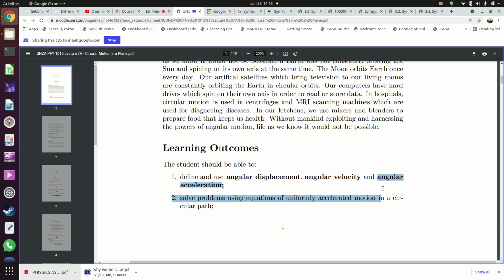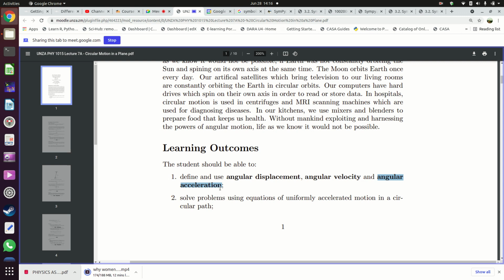So basically, you notice that when we were moving in a straight line, the amount of distance you covered was called displacement. In this case, the amount of distance you cover as you are moving in a circle is called angular displacement. How fast you're covering distance in a straight line was velocity. In this case, how fast you're covering angular displacement is angular velocity. Then how fast the velocity is changing was acceleration. In this case, how fast the angular velocity is changing is called angular acceleration.